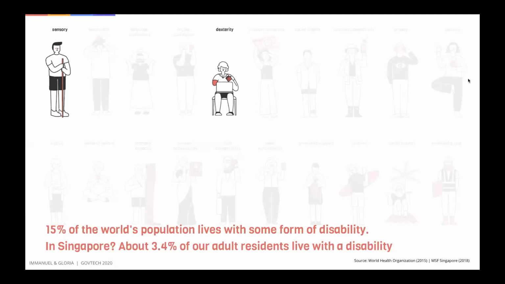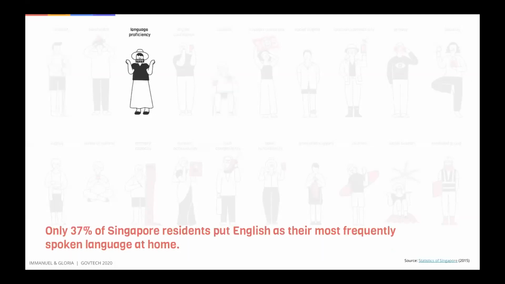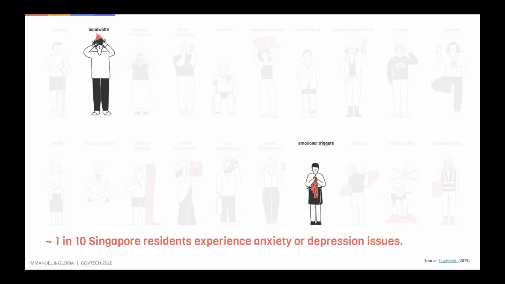But let's expand our lens a little bit. If we expand our lens to recognize language as a point of exclusion, you will see that the number increases. The last figure that we got is 37% of Singapore residents actually put English as their primary language at home. And if you flip the figures around, the number increases by quite a lot. And if you expand the lens further, you realize that exclusion also happens to users in the social, psychological, and emotional spaces as well. And when you see that, the lens expands much further.